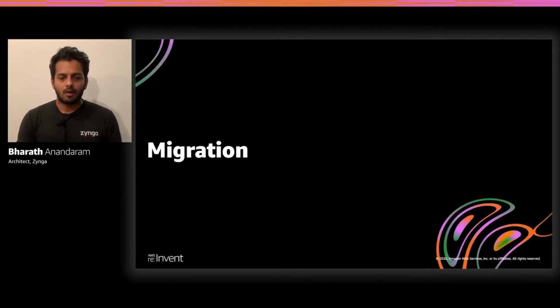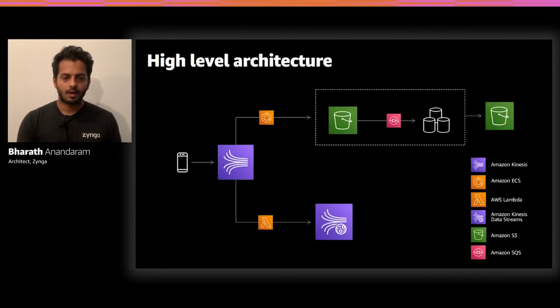Now let's talk a little bit about the migration itself. At a high level, this is what our current infrastructure looks like today. The client hits one of our services. After navigating through a few of our other services, the data finally lands in Kinesis. Once the data is in Kinesis, we're able to add any number of consumers for different use cases.